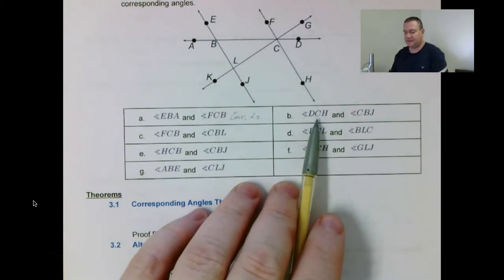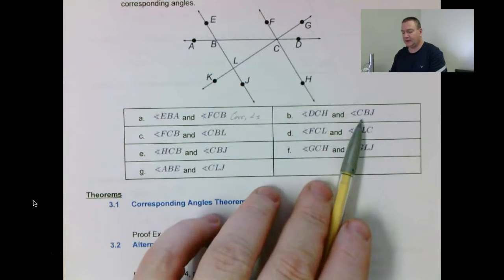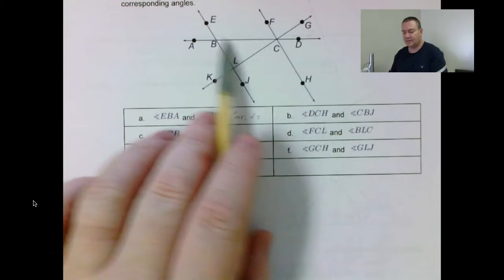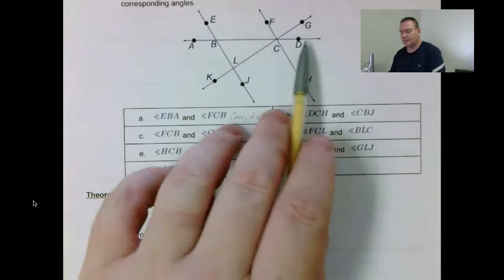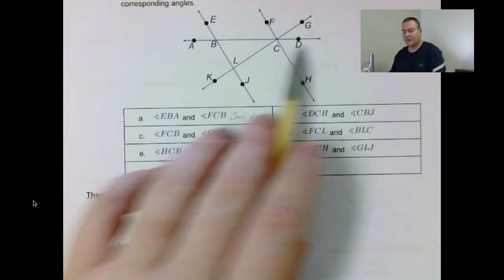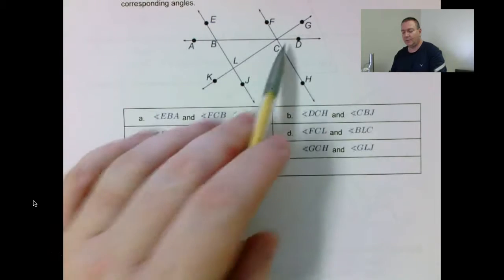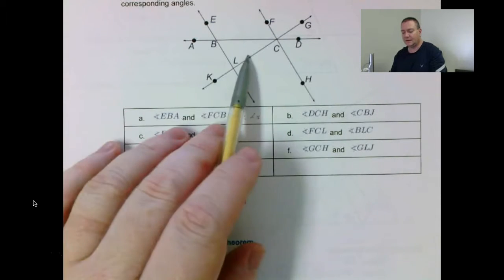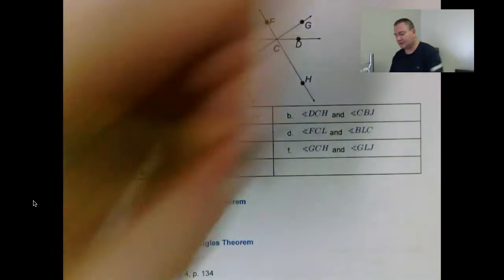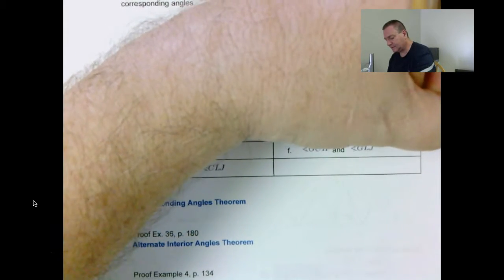Part B, DCH and CBJ. So again, the transversal would be BD here. DCH, CBJ are both in the bottom right-hand part of that intersection. Again, they're corresponding angles.